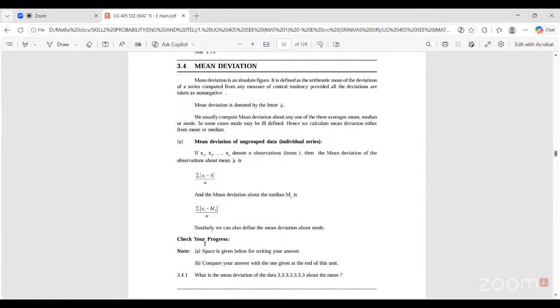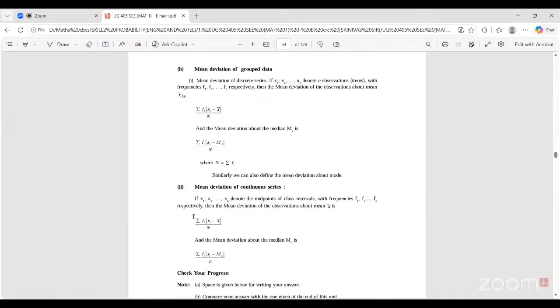So we can write the mean deviation of ungrouped data. Ungrouped data means an individual series, where we take x1, x2, x3, x4, and so on up to xn, denoting n observations. The mean deviation about the mean is summation of |x minus x bar| by n. And the mean deviation about the median is summation of |xi minus M| by n. So we are finding this one.